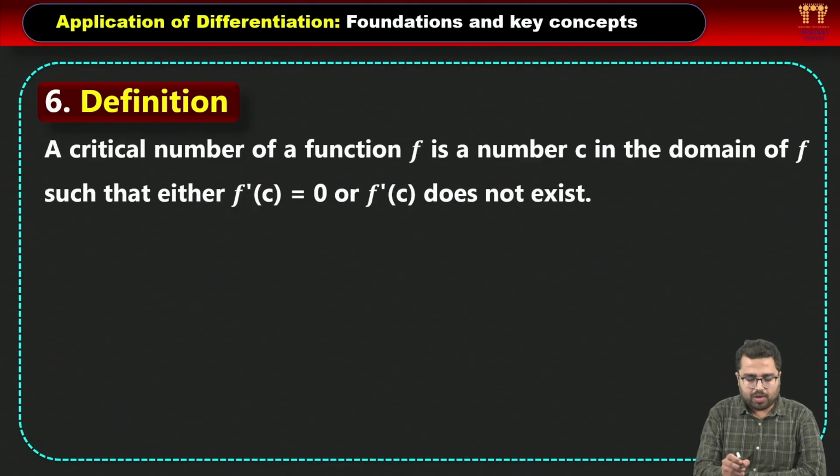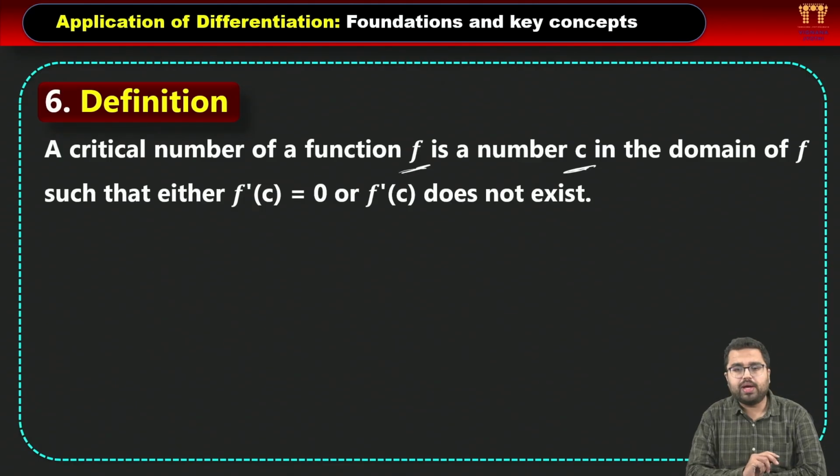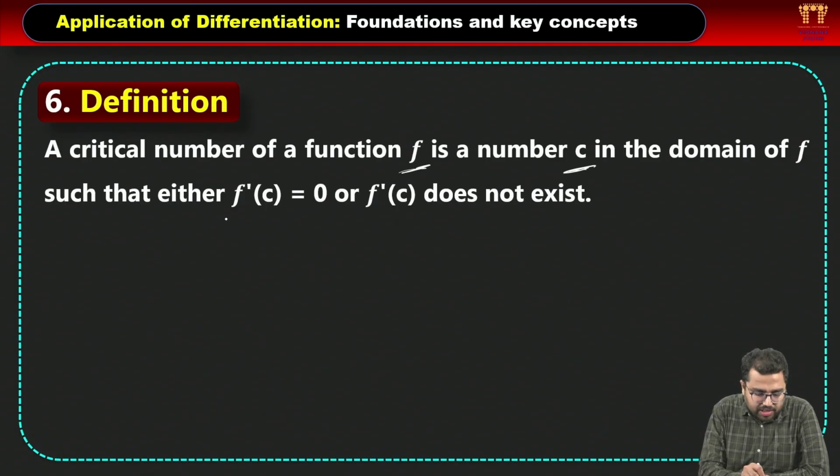So now what is a critical number of a function? A critical number of a function f is a number c in the domain of f such that either f'(c) is 0 or f'(c) does not exist. We'll see some examples.